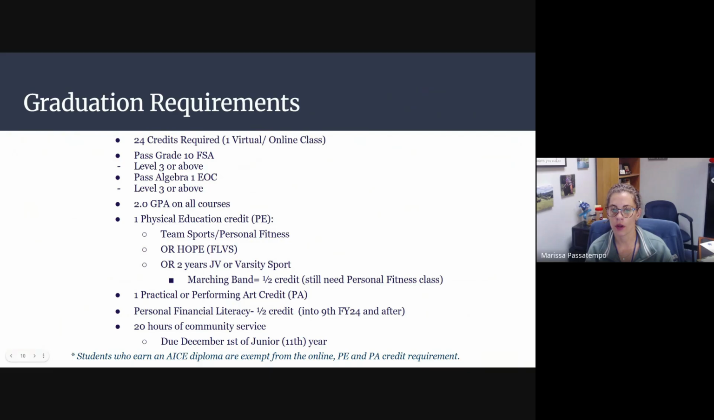They will also need 1 full practical or performing fine arts credit. They'll need personal financial literacy. And then they'll need 20 hours minimum of community service hours. This is always going to be due by December 1st of their junior year, in 11th grade.